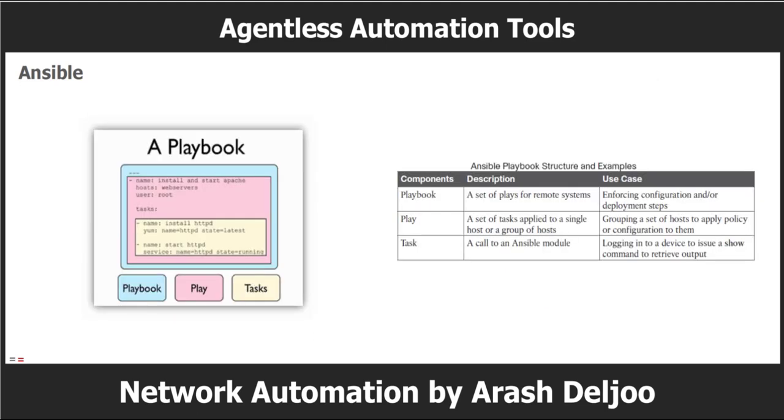Ansible uses playbooks to deploy configuration changes or retrieve information from hosts within a network. An Ansible playbook is a structured set of instructions, much like the playbooks football players use to make different plays on the field during a game. An Ansible playbook contains multiple plays, and each play contains the tasks that each player must accomplish in order for the particular play to be successful.